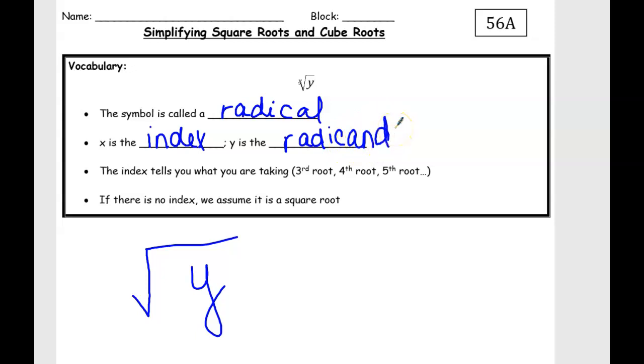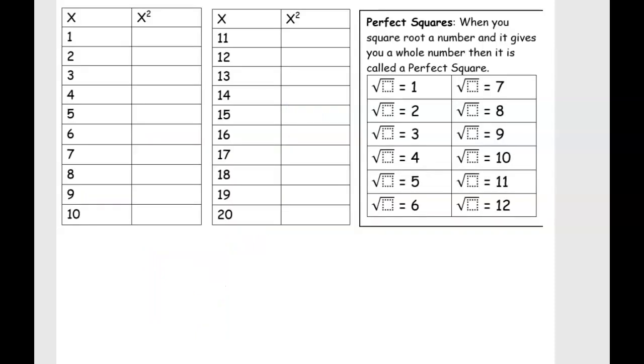The index tells you what you're taking. If it's a 2, it's the square root. 3 is the third root. 4 is the fourth root. 5 is the fifth root. If there's no index, and this is really important, no index, we assume it's the square root. All right, so let's look at thinking about perfect squares first.